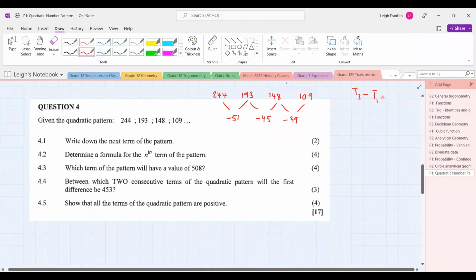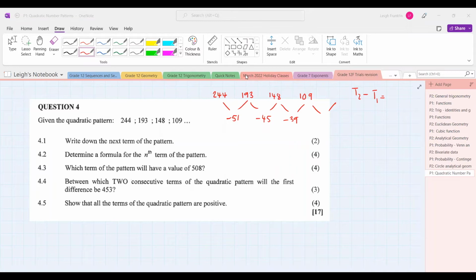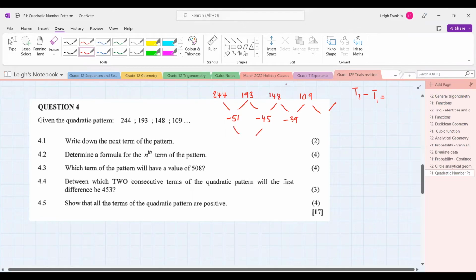So now, in order to work out what the next term in the pattern is going to be, we need to figure out what we're going to take away from 109 to get the next term. So we can see each time we subtract something, the thing that we're subtracting by gets a little bit bigger. Yes, the second difference is going to be 6. That's quite right. So if you said minus 45 minus negative 51, you would end up with 6. And if you did the same thing here, you would also end up with 6.